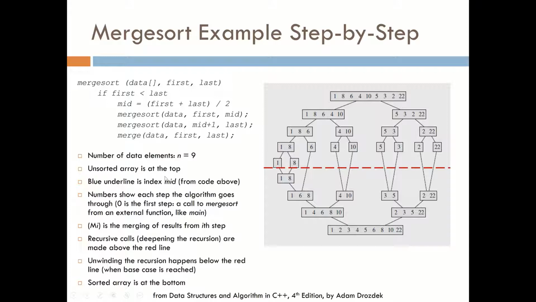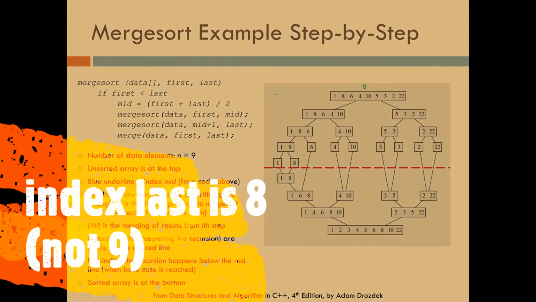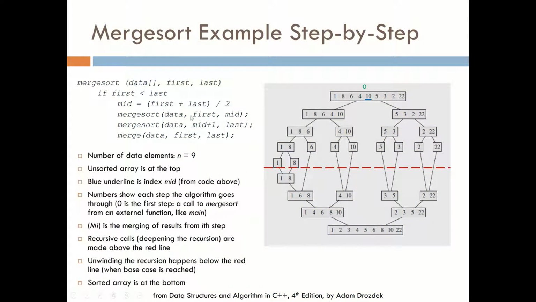So finally, we'll end up with the sorted array at the bottom. So let's look at the sequence of events. This is the 0th call, so merge sort is called and this array is passed. First is 0 and last is 9. And so we're going to calculate mid, okay, which is at index 4, as you see there. And so that's this line of code, and we're going to call merge sort on everything up through mid. So from first all the way through mid, and this is the first recursive call.